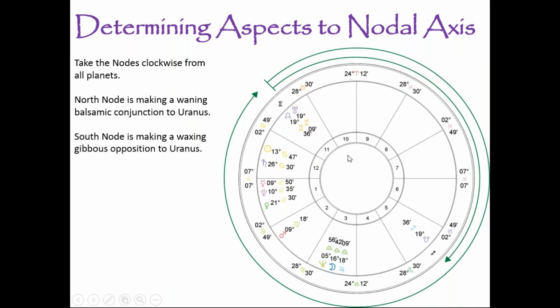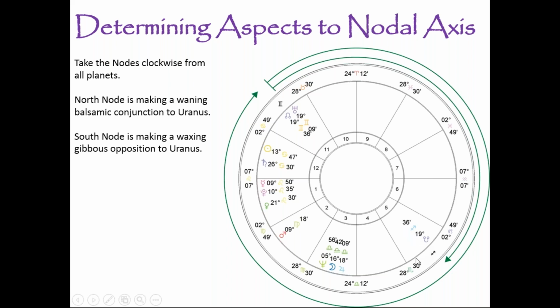Here is how we determine aspects to the nodal axis, all right? You always compare the nodes to the planet, whether it is Mercury, Uranus, Pluto, or Chiron. In this example, we're comparing the nodes to Uranus. So if we start with Uranus right here at 19°09' Gemini, and we follow that inner circle going clockwise, reversing through the zodiac, we come to the south node making a gibbous opposition at 19°36'. If that south node was 19°09', it'd be exact.